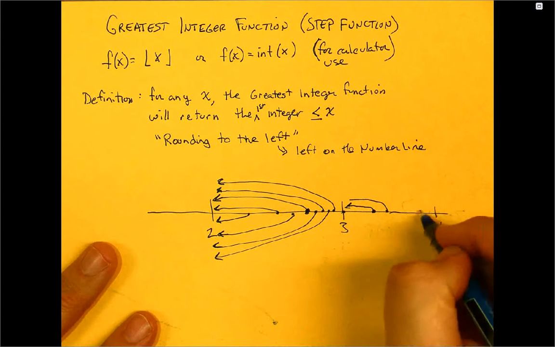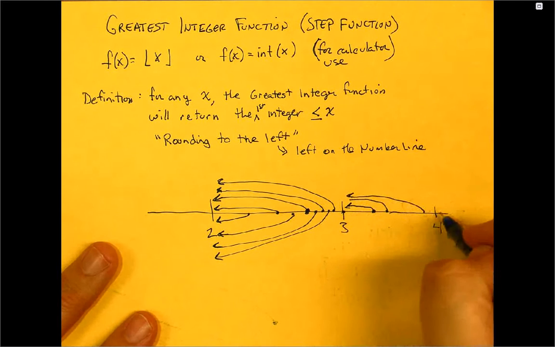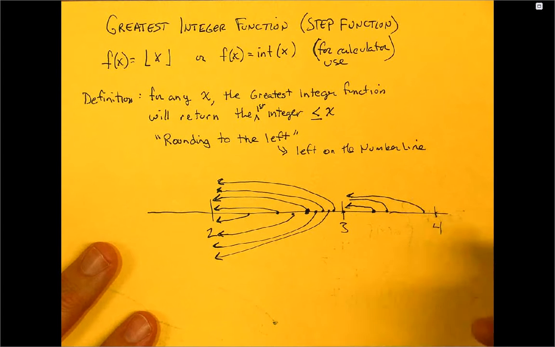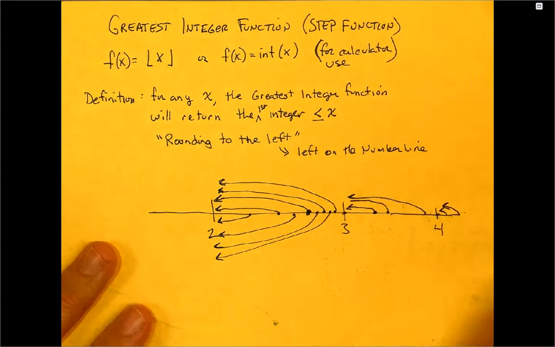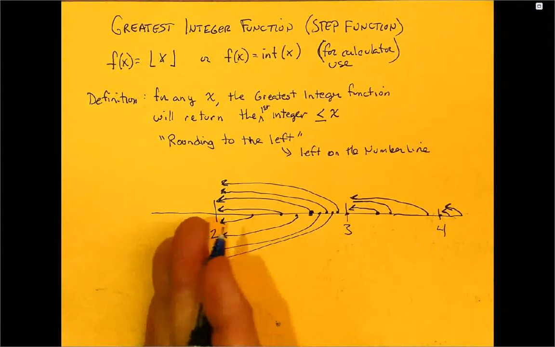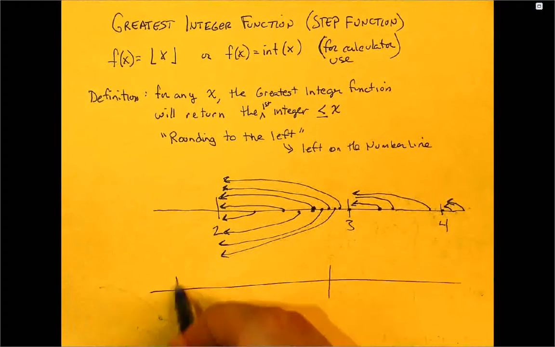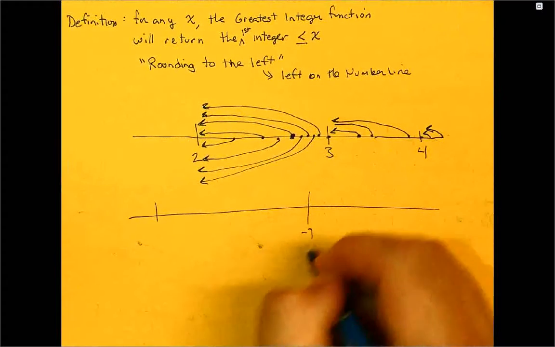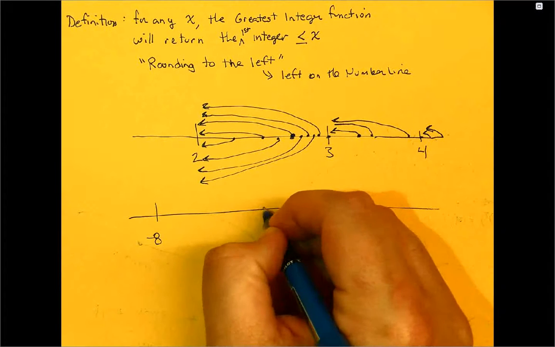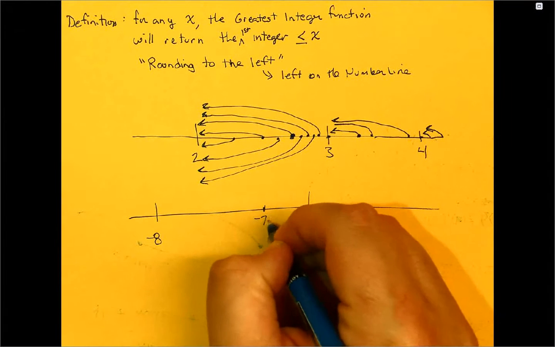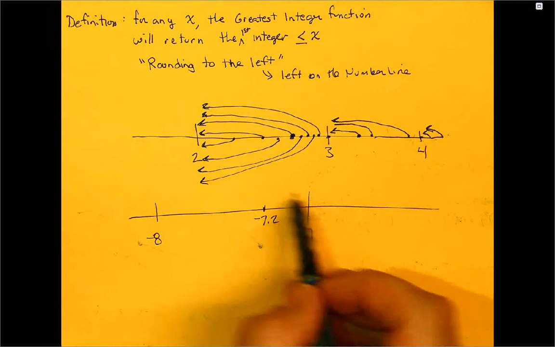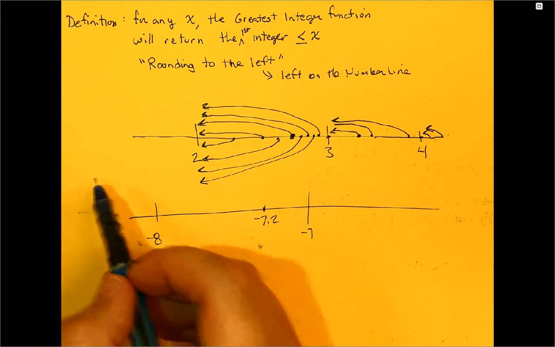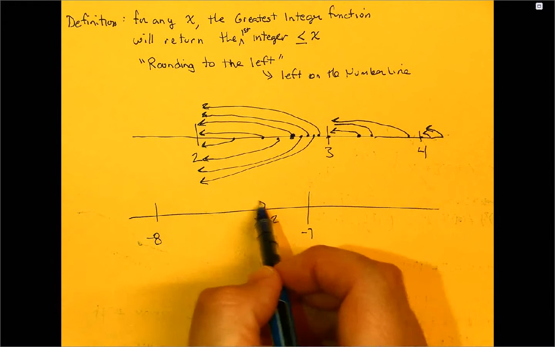If I'm at -7 and -8, and I'm at the number -7.2, where are we going to round it? Is it going to round to -7, or is it going to go to -8? This number here, it's going to go to -8. This number here is going to go to -8. So everything is going towards the left. The left is the biggest thing.